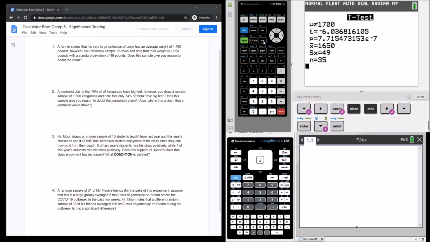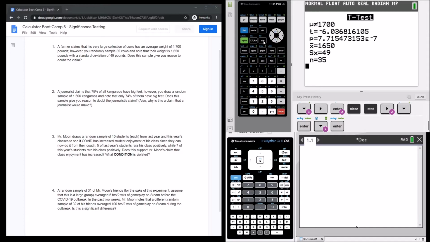So our t statistic is -6, which is very, very big and negative. Our p is 10 to the -7th. That's going to be far below our usual alpha level of 0.05, and it'll print back out those summary statistics for us. So yes, this sample would give us reason to doubt the claim. This is a significant finding since the p-value is well below any relevant alpha level.